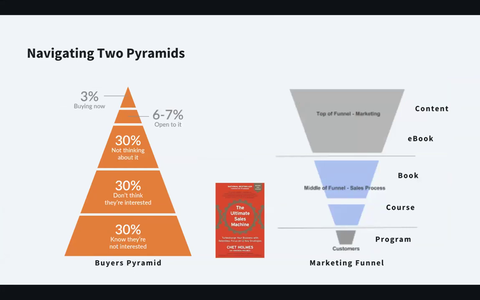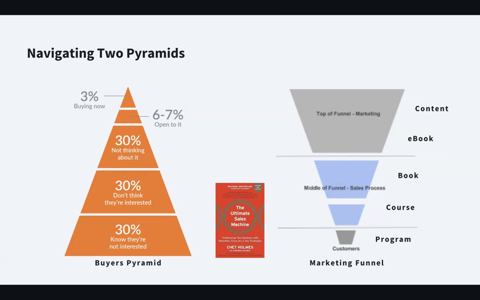On the left-hand side, this is from the book called Ultimate Sales Machine, the Buyer's Pyramid, which says that 3% are ready to buy now. If you look at the content on social media that you follow, ignoring the private pictures, a lot of business-related posts on Facebook or Instagram are actually towards buy me now. But people might not be ready to buy. 30% are not interested.